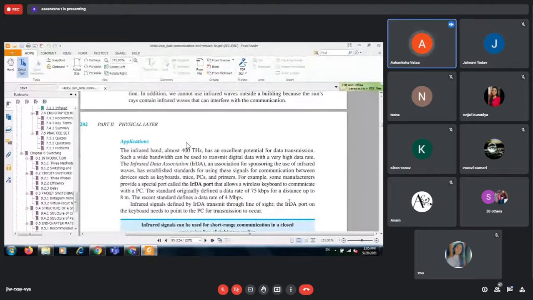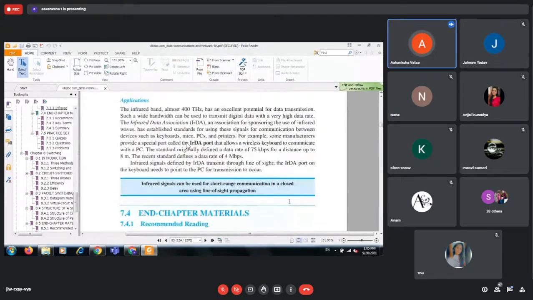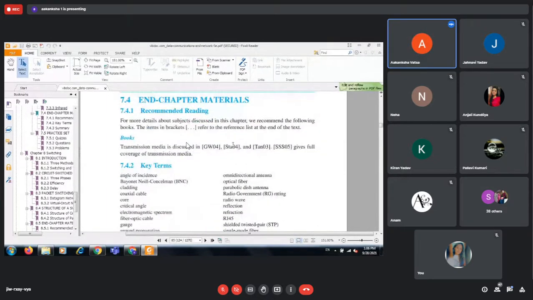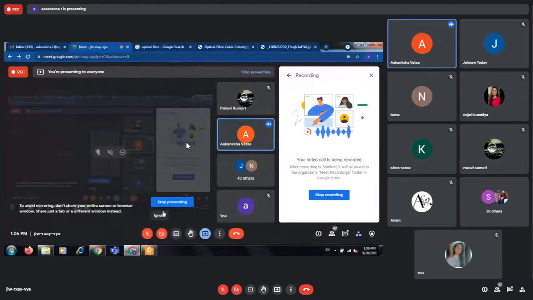As I have told you, they are governed by the Infrared Data Association, IrDA, and they use a band of almost 400 terahertz. They have line of sight propagation, and communication is in a closed area and short range, that is 8 meters to 10 meters. Earlier they had a 75 kbps data rate for a distance of 8 meters. Now the standard has changed and it has increased to 4 mbps for infrared. So that's all for this, and I'll just show you some pics here.